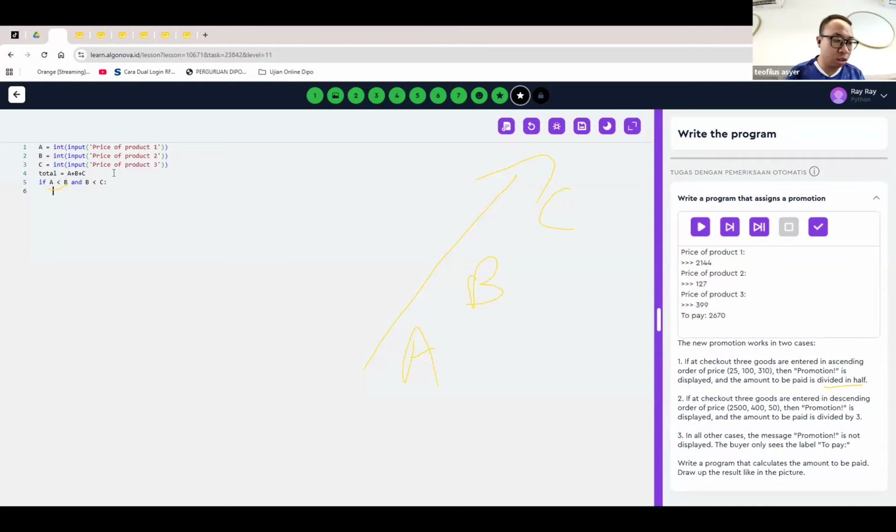Nah, baru kamu kasih total. Total equals total, ya. Total lagi, ya dibagi 2. Slash 2. Gitu caranya. Print, di bawahnya print, promotion. Di tab atau enggak? Nggak usah, kan masih sama, sebaris. Promotion. Enggak, bukan to pay. Ini, promotion kan.